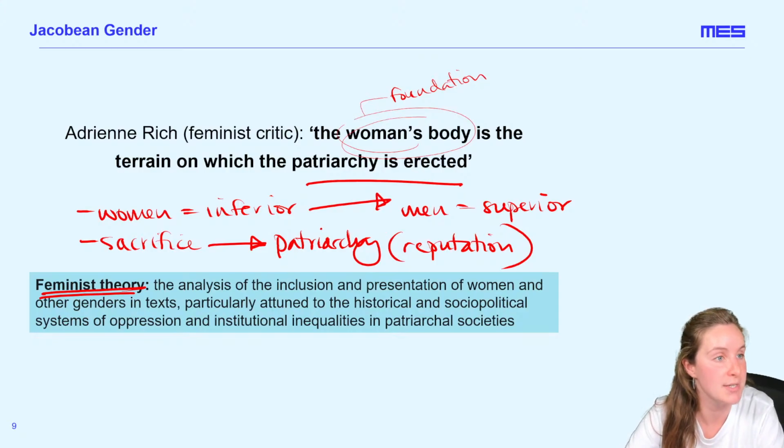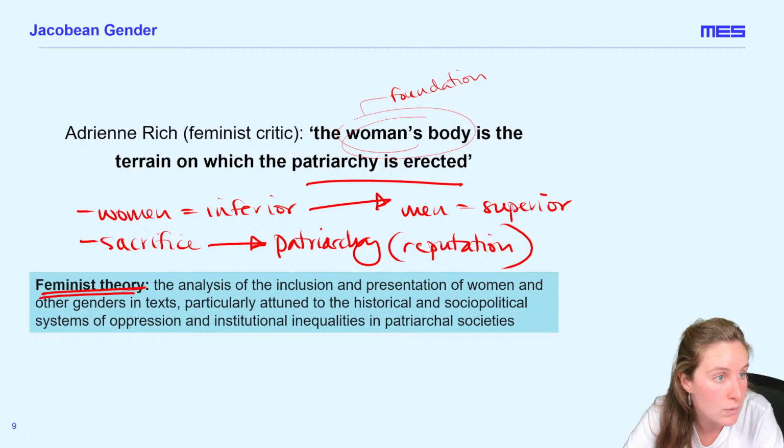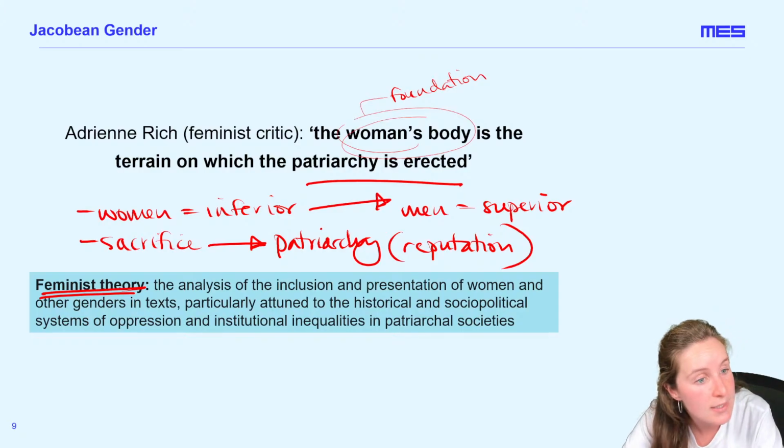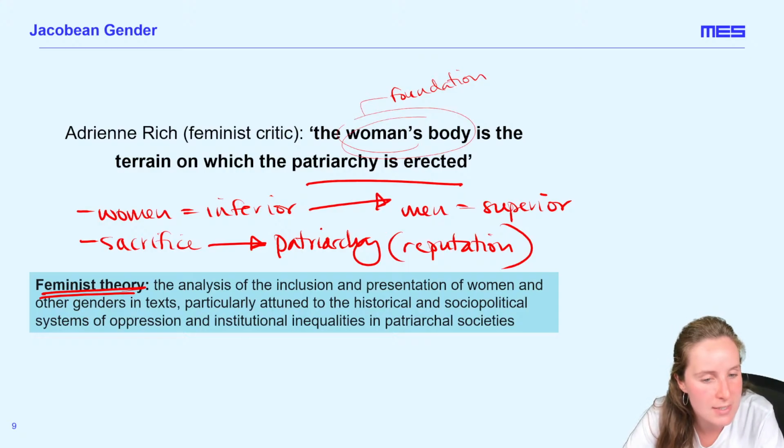women and other genders in text. So, do they appear in these texts? And if so, how? Are they only as housewives and as mothers? Are they independent? Do they have agency at all? Are they silent? If so, why? And they're particularly attuned to the historical and socio-political systems of oppression and institutional inequalities in patriarchal societies.